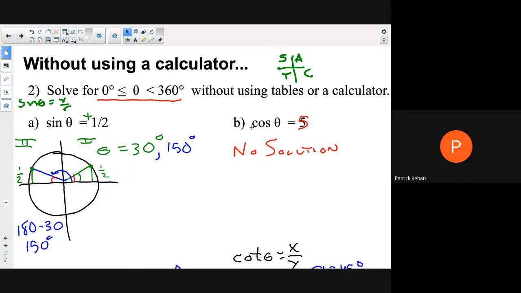Question B is a little unique. Cosine theta equals 5. This is a conceptual level question. It's not much procedure involved. What you have to remember here is, if you use this unit circle as a visual, and the fact that the cosine function measures the x coordinate on the unit circle, or the x over r ratio, right?